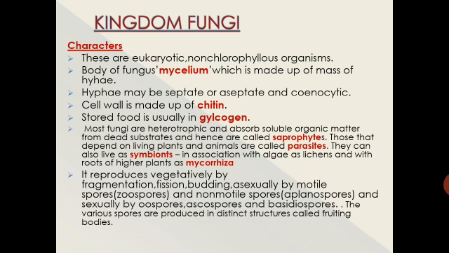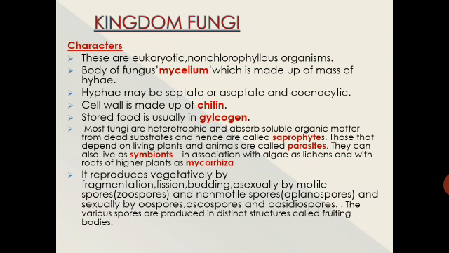They can also live as symbionts in association with algae as lichens and with roots of higher plants as mycorrhiza. Lichen is a combination of algae and fungi living in a relationship in which both are benefited, and because of which they are called symbionts. Association with higher plants is called mycorrhiza.